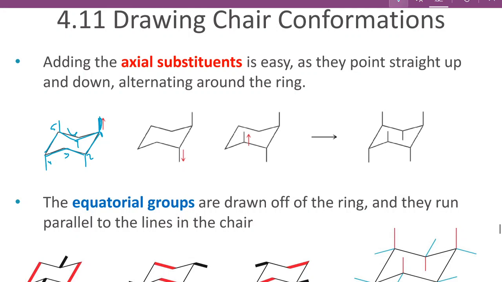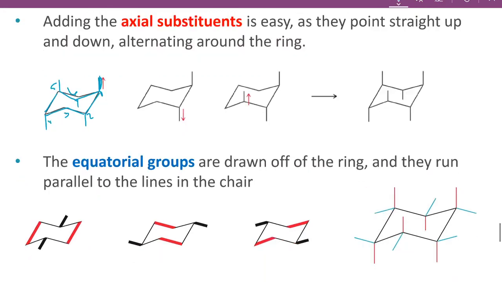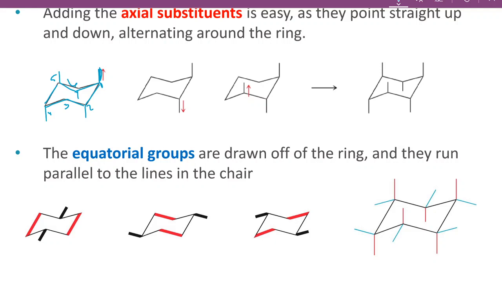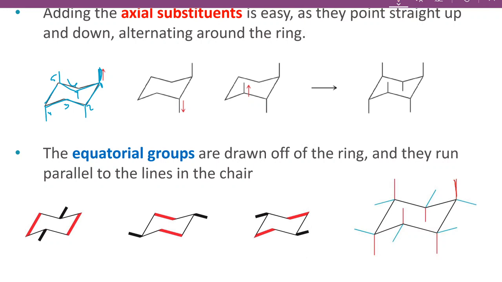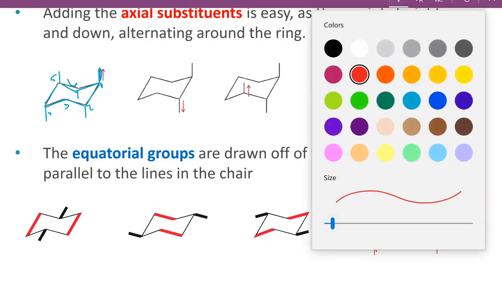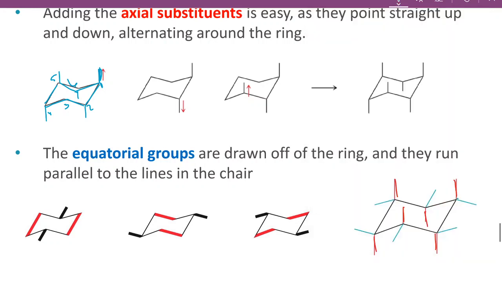Okay, so then we draw the equatorial ones in. So here the axial ones on this next molecule are shown in red. Notice they're up, down, up, down, up, down. And the equatorial are shown in blue. So they're going to alternate down, up, down, up, down, up.